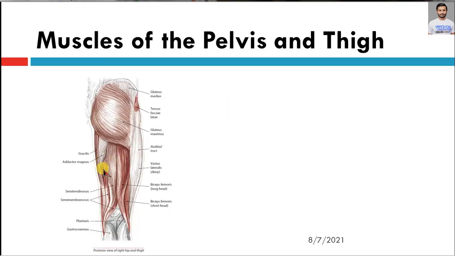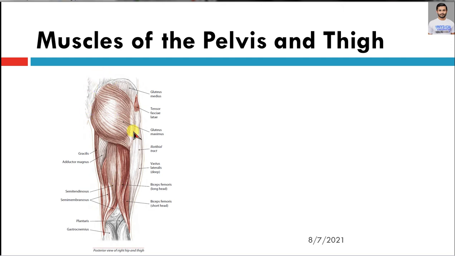This is the posterior view. Especially we want to focus on these muscles, the hamstrings: the biceps femoris and semitendinosus plus the semimembranosus. The biceps has two heads, short head and long head, so two tendons on this side, and semimembranosus and semitendinosus also have two heads collectively, so four tendons are inserting on the tibia and they are making the most prominent part of this region.